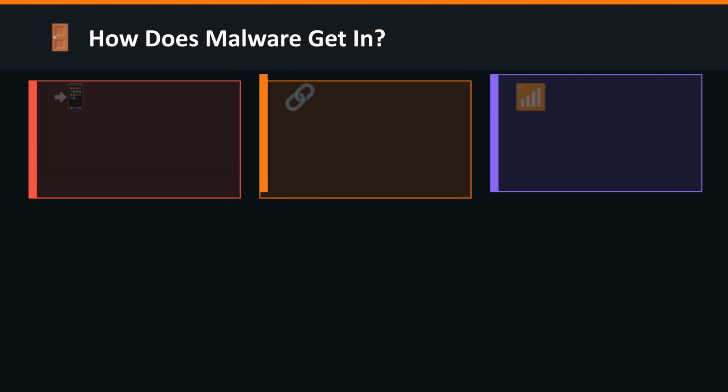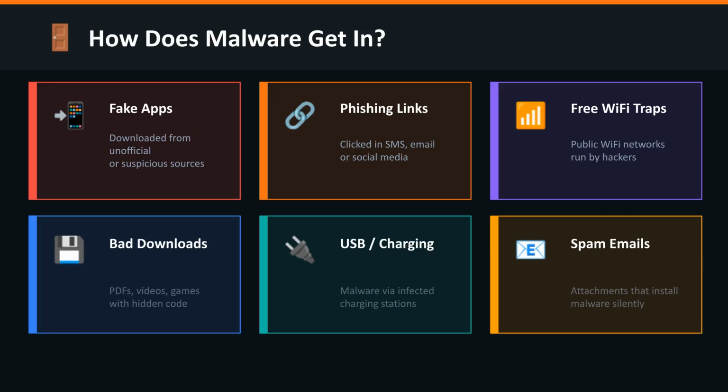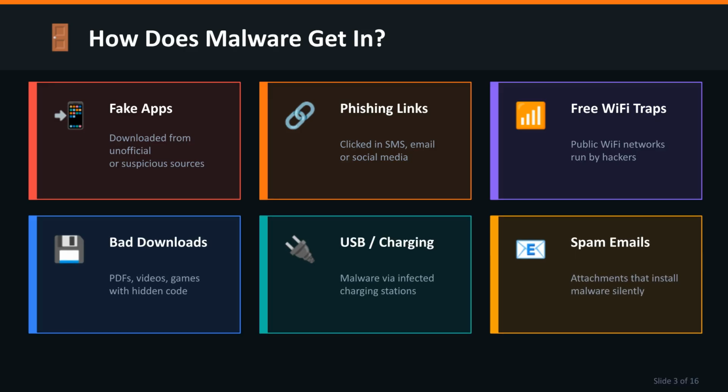How does malware get in? This happens through fake apps from unofficial sources, phishing links in messages or social media, and connecting to public Wi-Fi networks run by hackers. It can also come from bad downloads, infected USB charging stations, and spam email attachments.